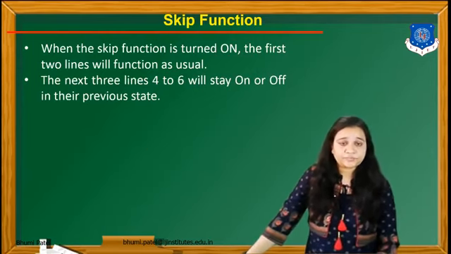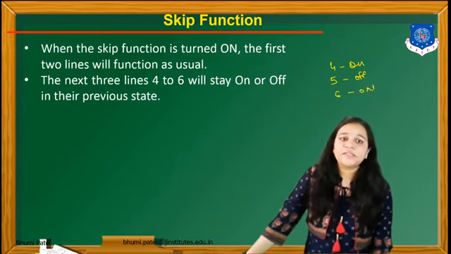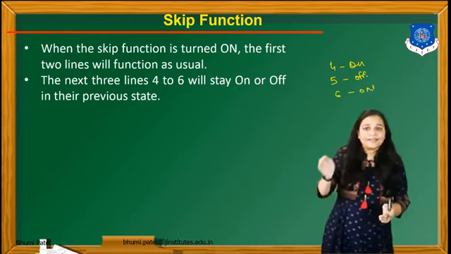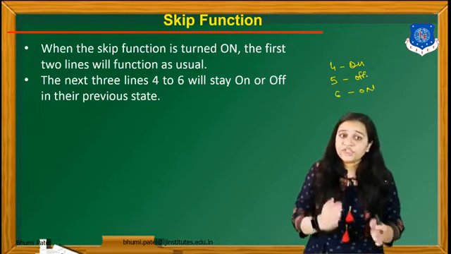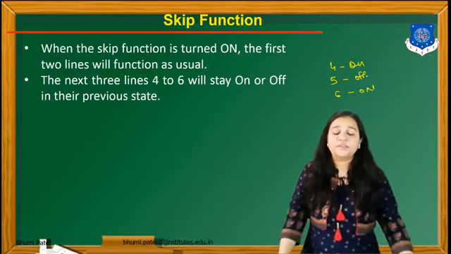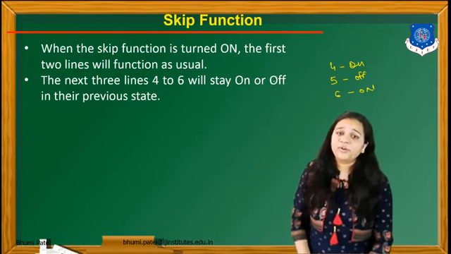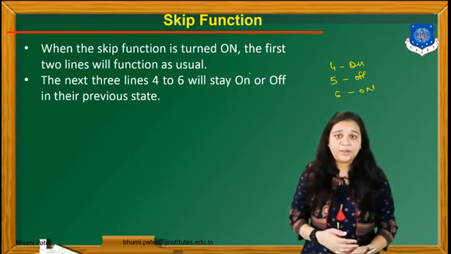Suppose the line number 4 will be on. Before the skip function, 5 will be off and 6 will be on. So whenever the skip function is applied at line number 3, the rungs 4, 5 and 6 will stay on or off in their previous state. Then, if the skip function is executed, after that the main program will run as usual.